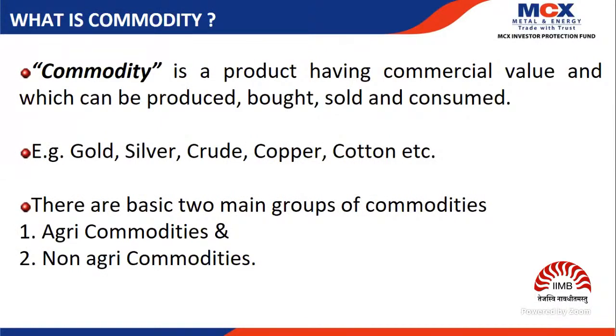Broadly, it has been classified into two main groups, that is agri commodities and non-agri commodities. What are agri commodities? Examples are coffee, corn, soya bean, cotton. These are all agri commodities. And what are non-agri commodities? The word is self-explanatory, right? It might be gold or silver, or even steel. These all come under non-agri commodities. So it is very easy to understand. Why? Because whatever things we see in front of our eyes are all commodities. That's why we say commodities are very easy to understand.